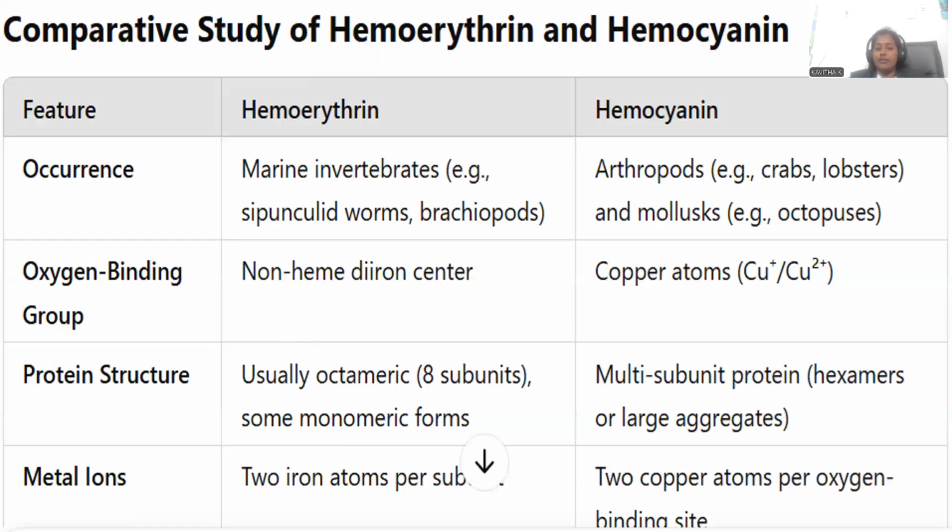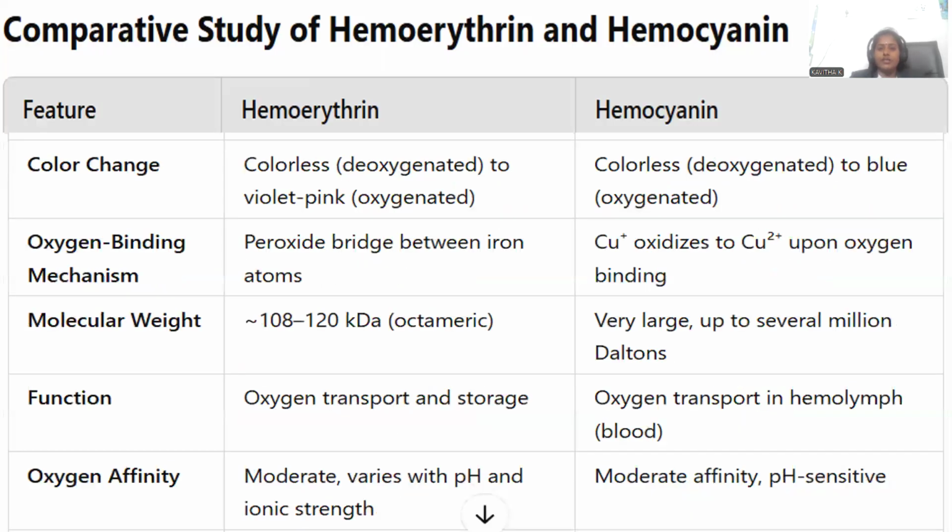That's the reason why octameric forms are taking the part of that hemerythrin. Multi-subunits, hexameric units, and even larger aggregates are also possible. That depends upon the type of species. Mostly in general, they are hexameric in nature, six units binding together. Two irons are there in hemerythrin, whereas two coppers take part in hemocyanin. This is the way distinctive factors are located between hemerythrin and hemocyanin.